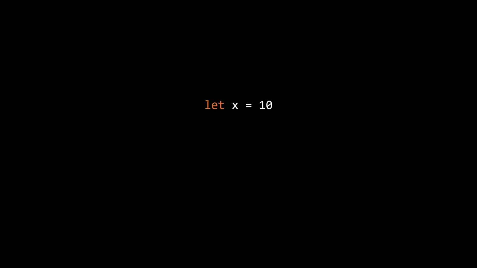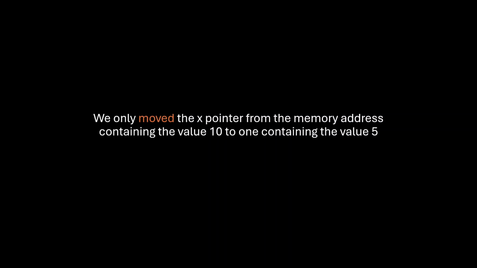Consider this code snippet. let x = 10, x = 5, console.log(x). What will the value of x be? 5. Wait a minute. Didn't we just change the value of x from 10 to 5, even though we just said primitives are unchangeable? Well, no, we didn't change the value 10 to 5, even though it appears so. So what did we actually do? We moved the x pointer from the memory address containing the value 10 to one containing the value 5.